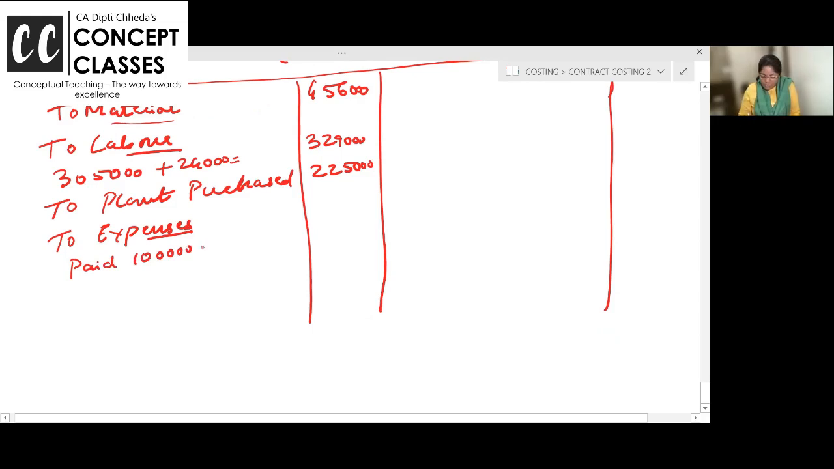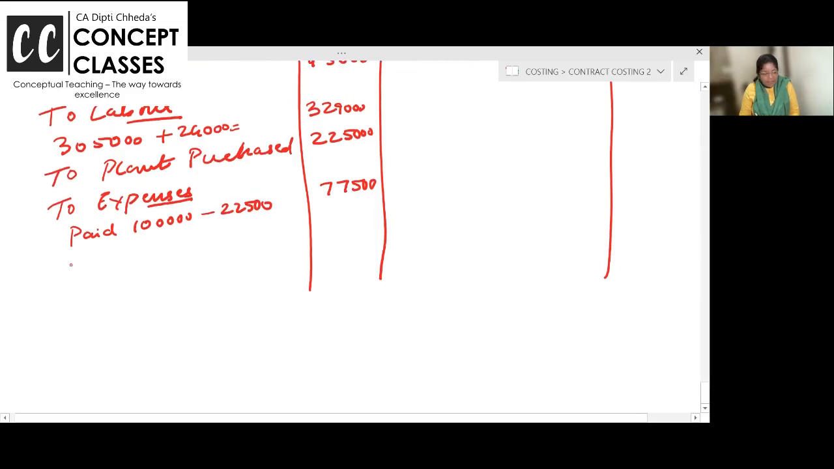There is no outstanding, but there is prepaid. Prepaid is there. 22,500 minus करो, कितना आ रहा है? 77,500. Is it clear to all of you? Just look at only the first column and do. Next year, expenses के बाद material, labor, plant, expenses.